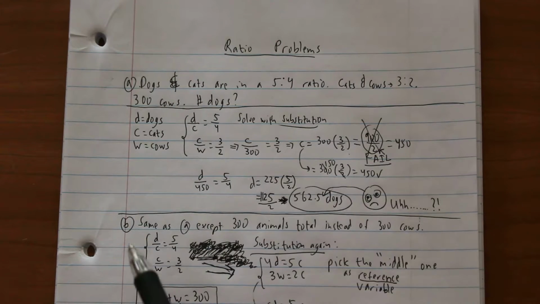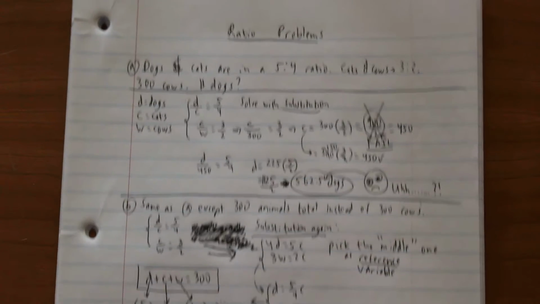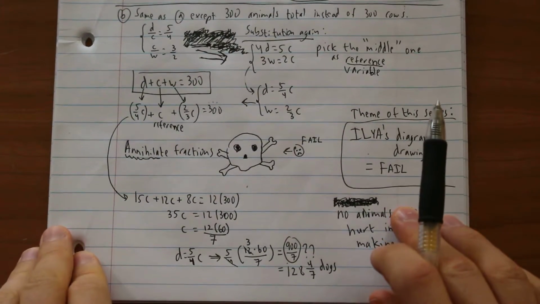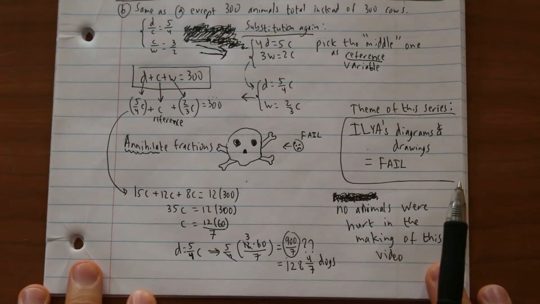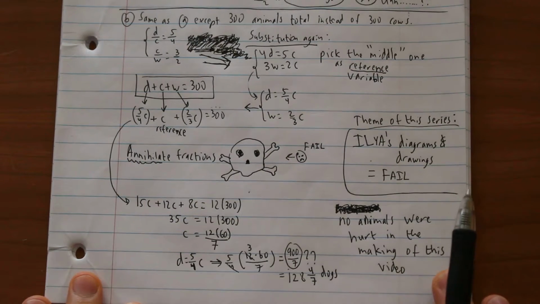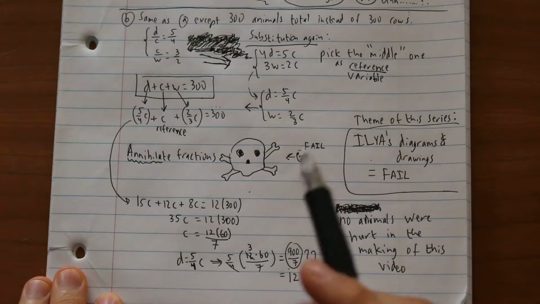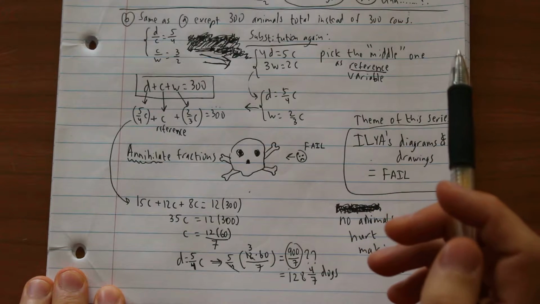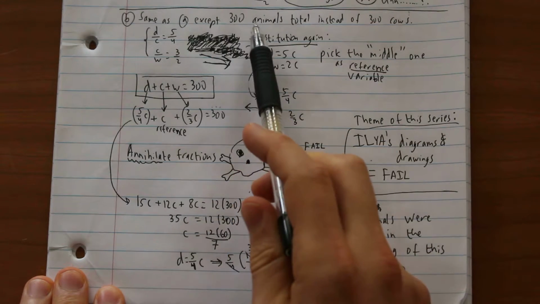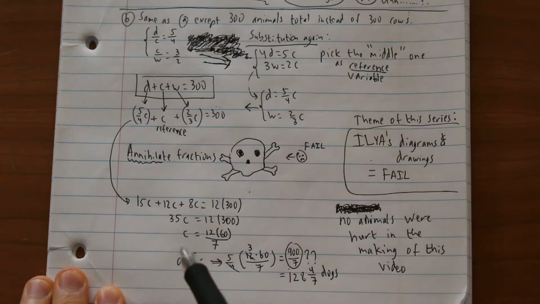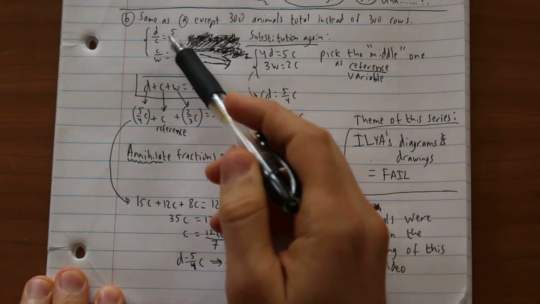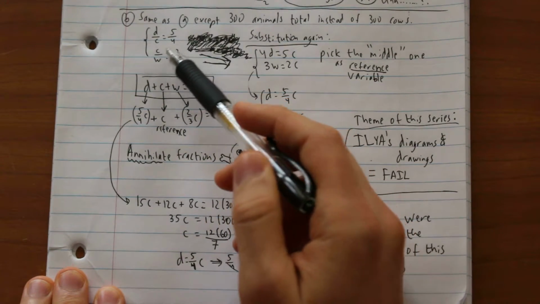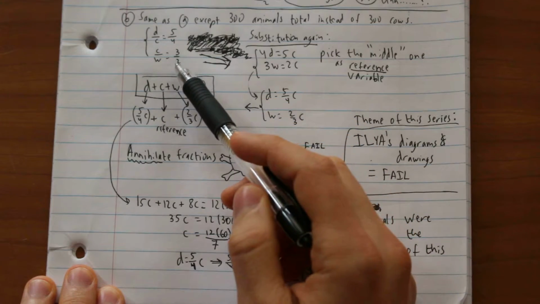Now let's go to part B. This is going to be the same as part A, except instead of having 300 cows, we're going to have 300 animals in total. So we're going to set this up similarly. D to C is 5 over 4, C over W is 3 over 2.